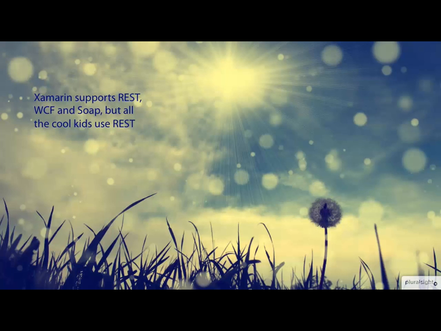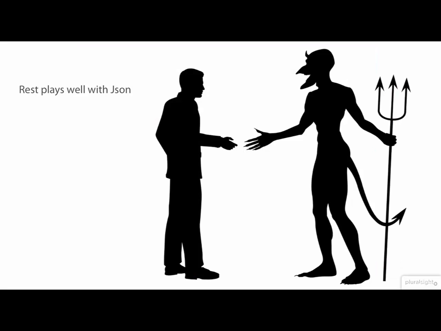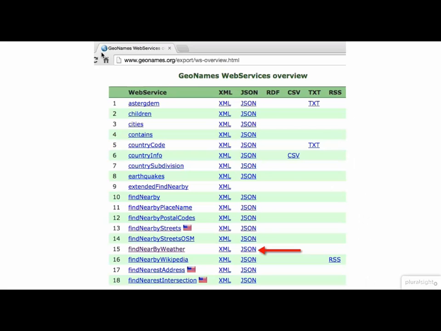Xamarin supports a number of approaches to consuming web services. They can be based on REST, WCF, or SOAP, but we're going to focus in on using REST-based services. REST has the advantage of being simple and running on any platform, and it plays well with JSON. We're going to go to the GeoNames web service and pick their Find Nearby Weather. And we're going to use the JSON version of that web service.